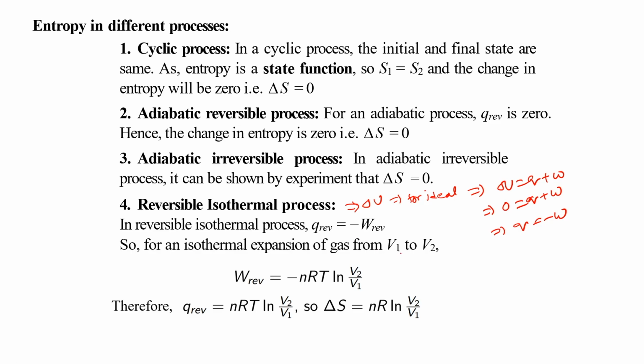So for an isothermal expansion of gas from V1 to V2, we already got this expression: W reversible is minus nRT ln V2 by V1. Therefore Q reversible is nRT ln V2 by V1. So delta S is nR ln V2 by V1. This is the expression for change in entropy for an isothermal reversible process.